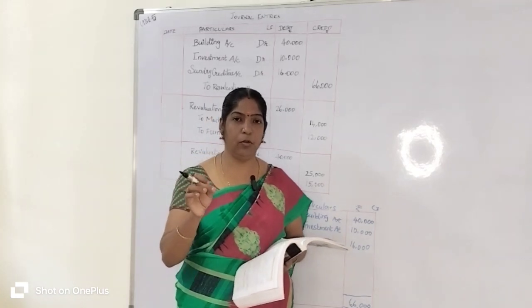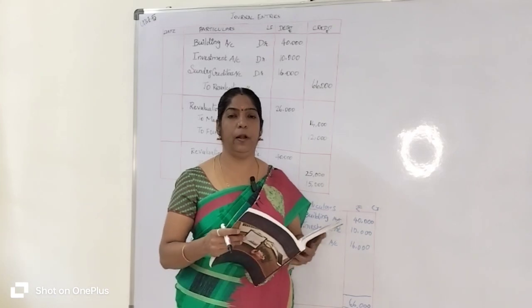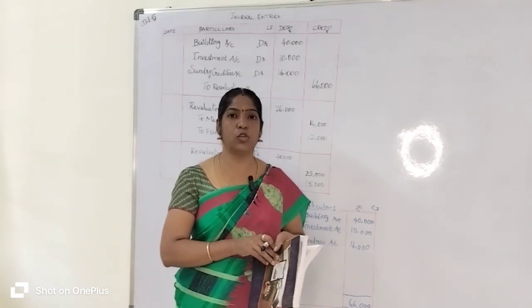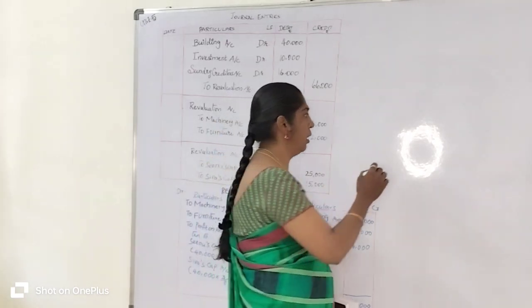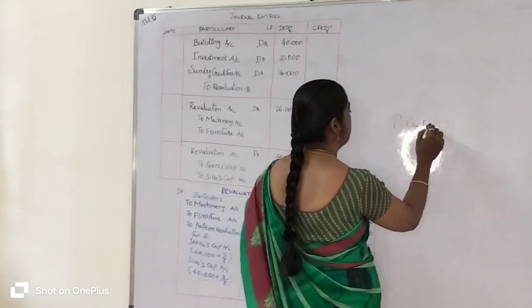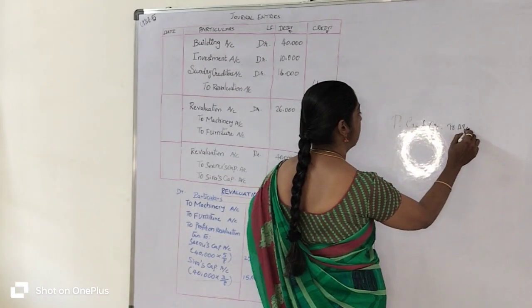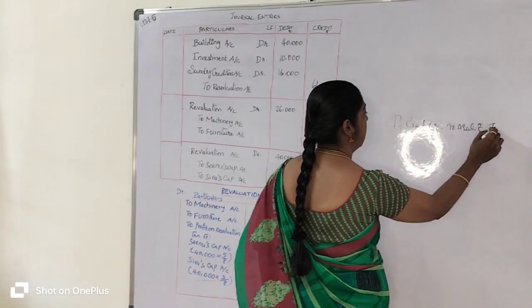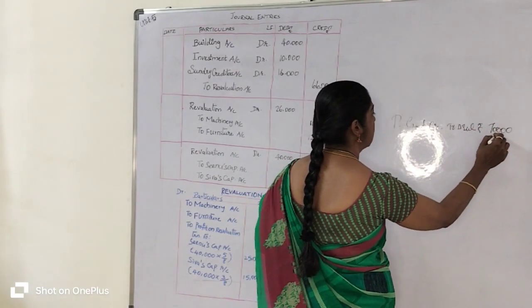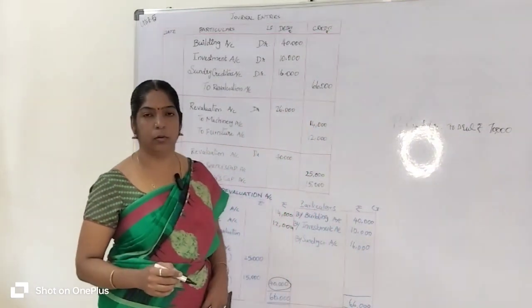I will just explain very shortly. Sundry creditors means, for example, when you purchased goods on credit from Arul. On what basis did you purchase? On credit basis from Arul. How much? 70,000 rupees worth of goods you purchased on credit from Arul.